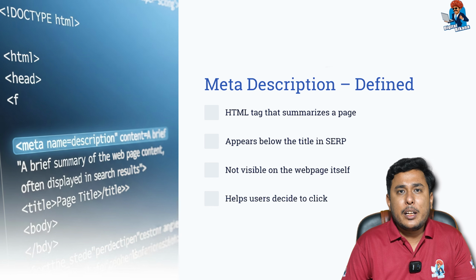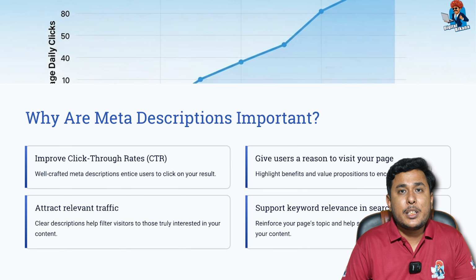engine results. It gives a brief summary of your web page content. Even though meta descriptions are not a direct ranking factor, they influence whether a user clicks on your result or not. A well-written meta description improves your click-through rate, which indirectly impacts your SEO performance.